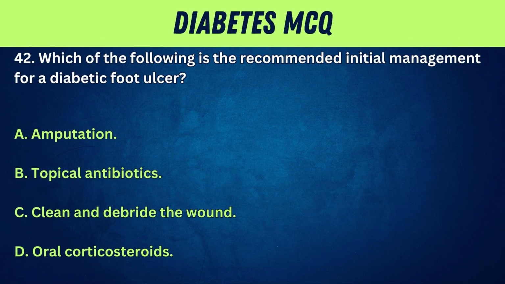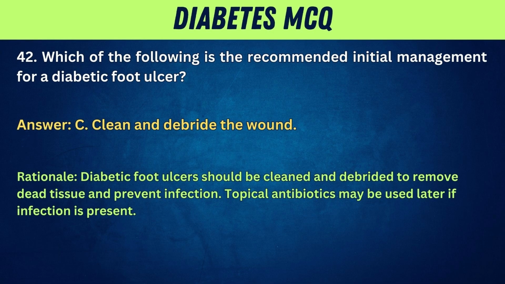42. Which of the following is the recommended initial management for a diabetic foot ulcer? A. Amputation. B. Topical antibiotics. C. Clean and debride the wound. D. Oral corticosteroids. Answer: C. Clean and debride the wound.